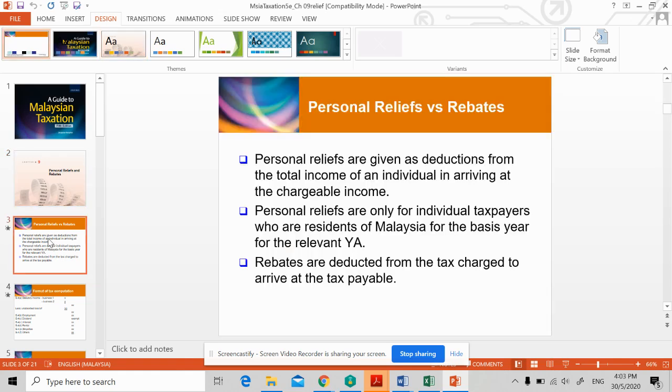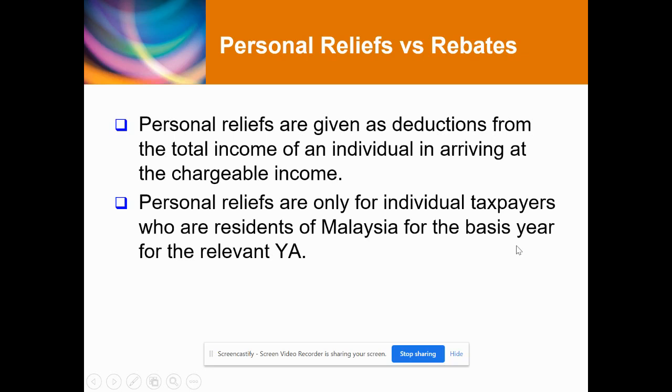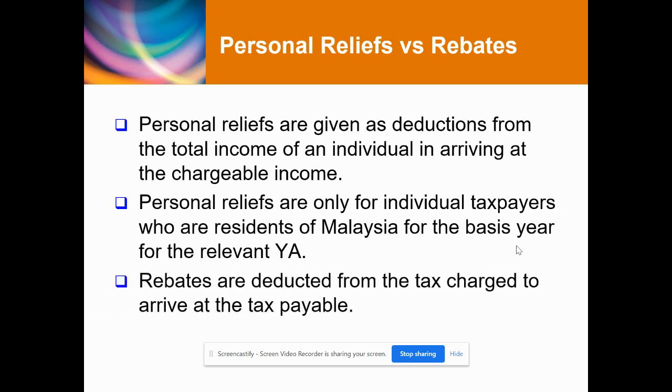So the personal reliefs are given as deductions from the total income of an individual in arriving at the chargeable income. Personal reliefs are only for individual taxpayers who are residents of Malaysia for the basis year for the relevant year of assessment. And we have two items here, which are reliefs and also rebates. We will be dealing with rebates later, but now we are going to look at personal reliefs.